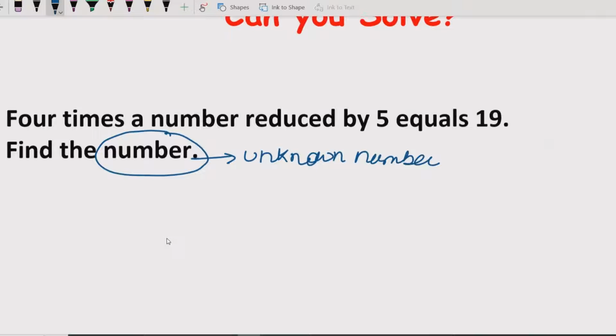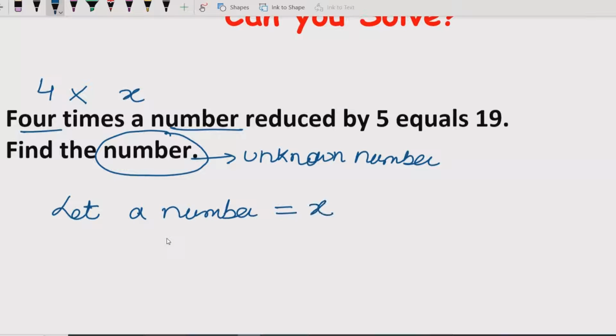So as you can see in the first line, the number which we have to find is equal to 4 times. It means that 4 times means multiplication, and a number which is unknown. So let's say the unknown number is x. So let's suppose we have a number which is equal to x, and this number is unknown.